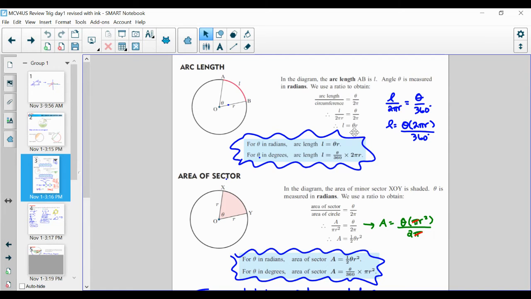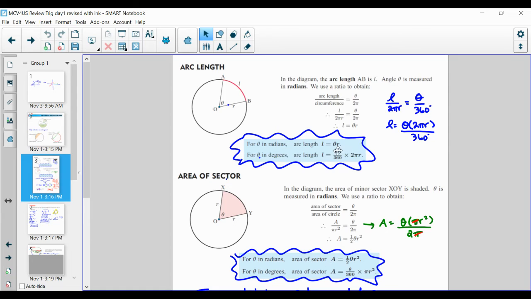Okay, so if we consider the arc length is L compared to the whole circle, which has a circumference of 2 pi r, and the angle that we sweep through for the arc length is theta, the angle that we sweep through in the whole circle is 2 pi radians, then length is equal to theta times r, where r is the length of the radius.